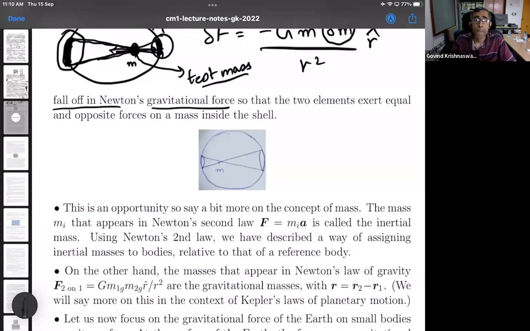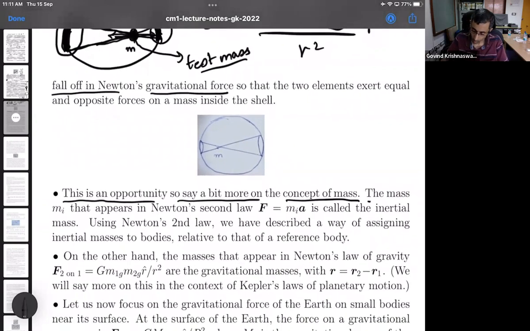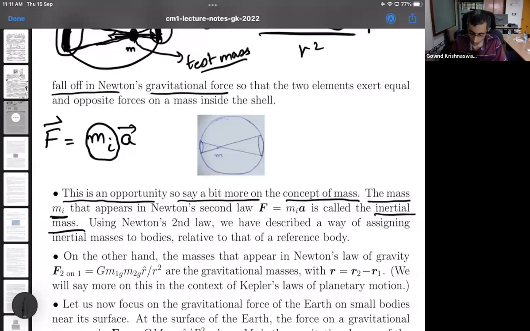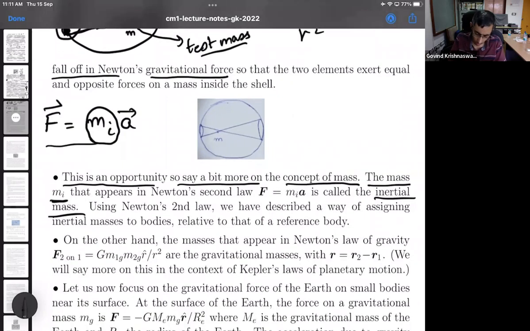Now I come to a somewhat more subtle concept. This is an opportunity to say a bit more on the concept of mass. The mass mi that appears in Newton's second law, recall Newton's second law, inertial frame, mi times acceleration, this mass of a body is called the inertial mass. Newton's second law is also called the law of inertia. Or rather, I think Newton's first law is called the law of inertia. I'm sorry. Anyway, this mi is called the inertial mass.